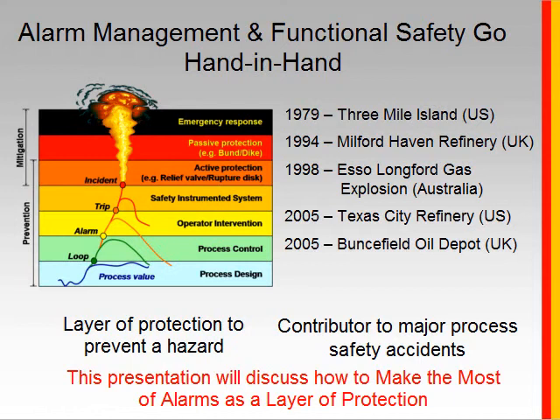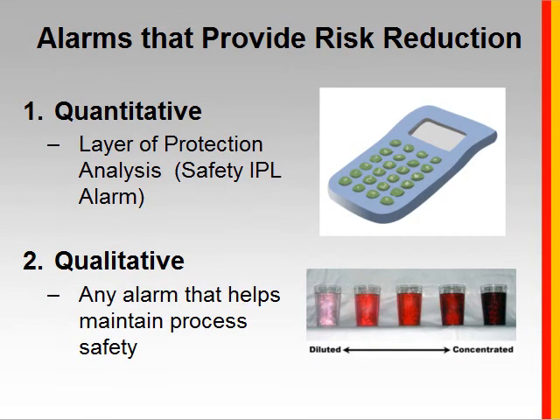Now, poor alarm management has been a major contributor to some of the worst process safety accidents on record in recent history. Certainly what comes to mind is Texas City, the refinery, and then also the Buncefield Oil Depot in the UK. And we're going to talk a little bit more about Buncefield because it's a great example for illustrating layer protection analysis and how alarms go together.